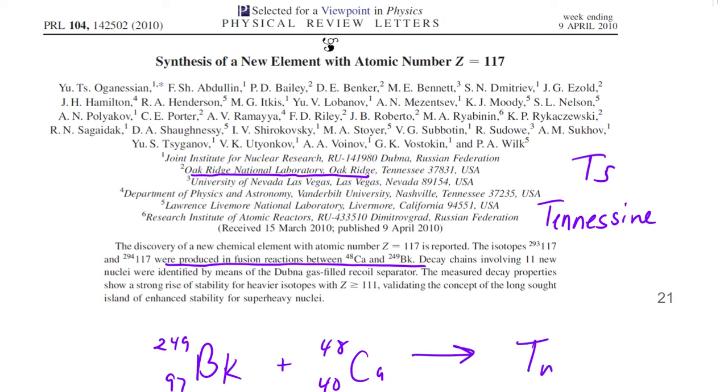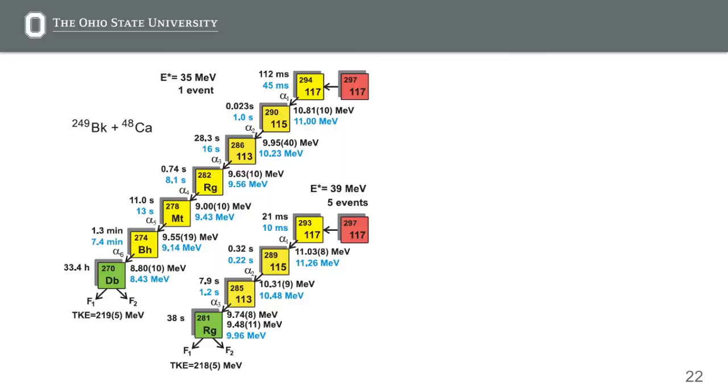And then producing tennessine-297, atomic number 117. And does anyone imagine where our tennessine is at? Does it exist? No. It only lasted for a few milliseconds, 10 to the minus 6 seconds. And it decayed to form a number of different things.